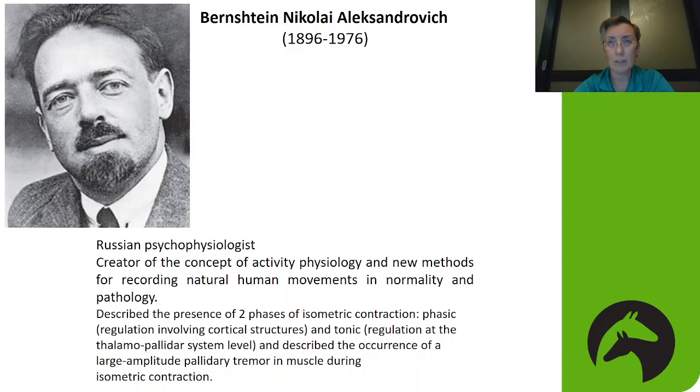He described the presence of two phases of isometric contraction: phasic, regulation involving cortical structures, and tonic, regulation at the thalamo-pallidar system level, the midbrain. He also described the occurrence of large amplitude pallidary tremor in muscle during isometric contraction. He found all this information in 1947, and he wrote a big scientific work about natural human movements in normality and pathology.